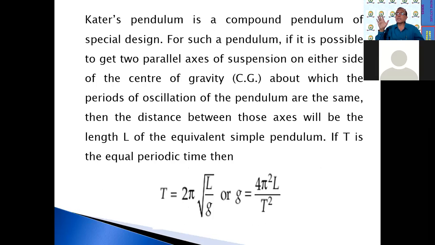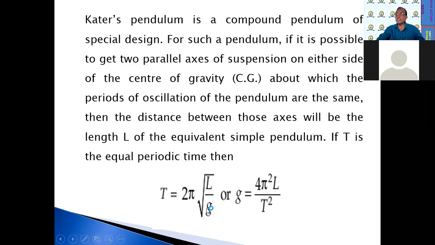And now Kater's pendulum is used as a compound pendulum, and such a pendulum is suspended and its oscillations are given. These oscillations are simple harmonic in motion. Therefore, as the motion of this Kater's pendulum is simple harmonic in nature, we know its time period is given by T equals 2 pi under root L upon g, where capital L is the length of the pendulum and g is the acceleration due to gravity, and this is the time period taken for the given number of oscillations.